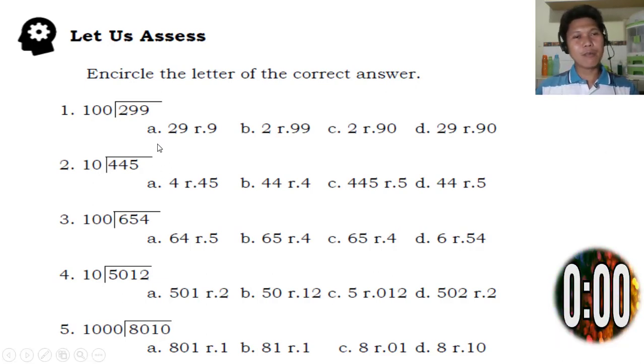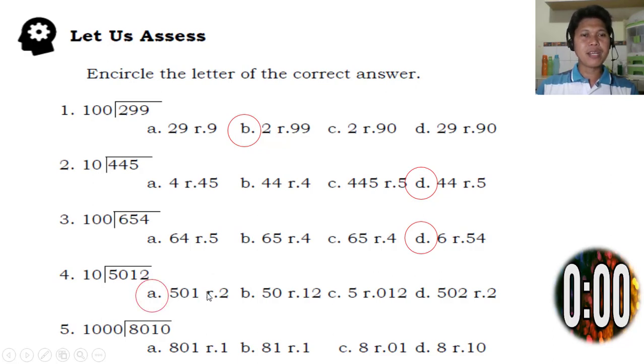Okay, so I will now reveal the answer. So first is 299 divided by 100, so dalawang zero, so move ka lang ng dalawang places, so magiging 2 remainder 99. Letter B. Next, isang decimal place lang or isang zero lang, so 1. 44 remainder 5. Saan si 44? Ayan, remainder 5. Next, dalawang zero, so move mo lang ng dalawang zero, maging 6 remainder 54. Saan si 6? Ayan, letter D. And number 4, 5,012 divided by 10, isang zero lang, so move ka lang ng isa, magiging 501 remainder 2.